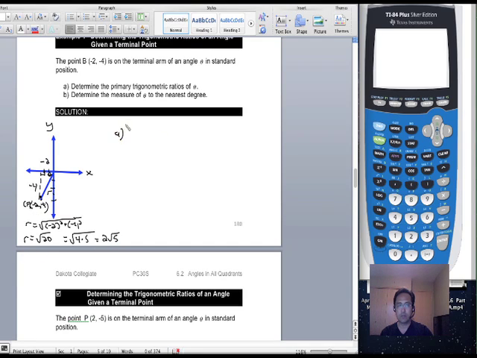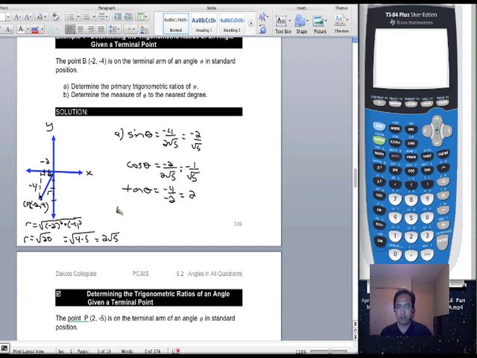So now we can express the trig ratios. Sine theta is going to be equal to -4 over 2 root 5. But these can both be divided by 2, so it's -2 over root 5. Cos theta is going to be equal to -2 over 2 root 5, but we can divide both by 2, so that's -1 over root 5. And tan theta is going to be equal to -4 divided by -2, which is equal to +2. Now you notice of the 3, the tangent is the only one that's positive.